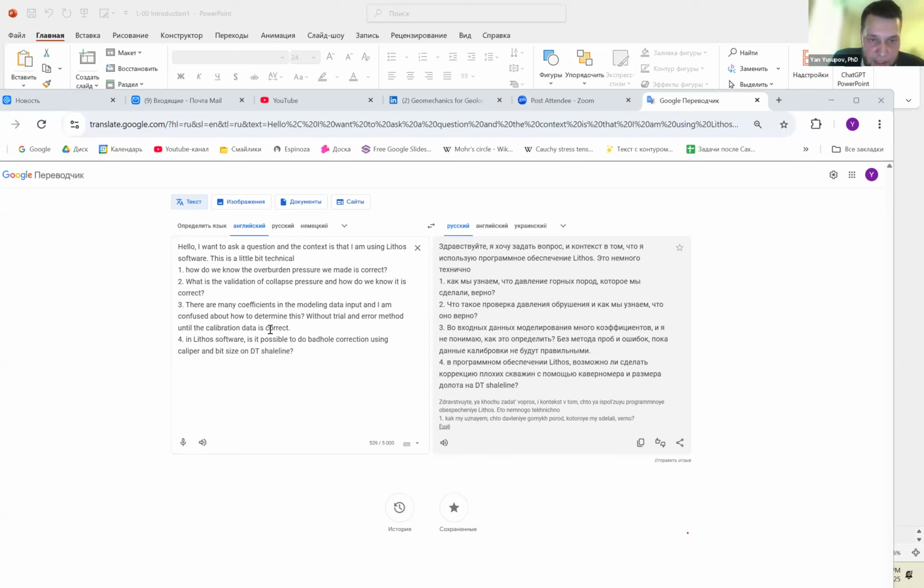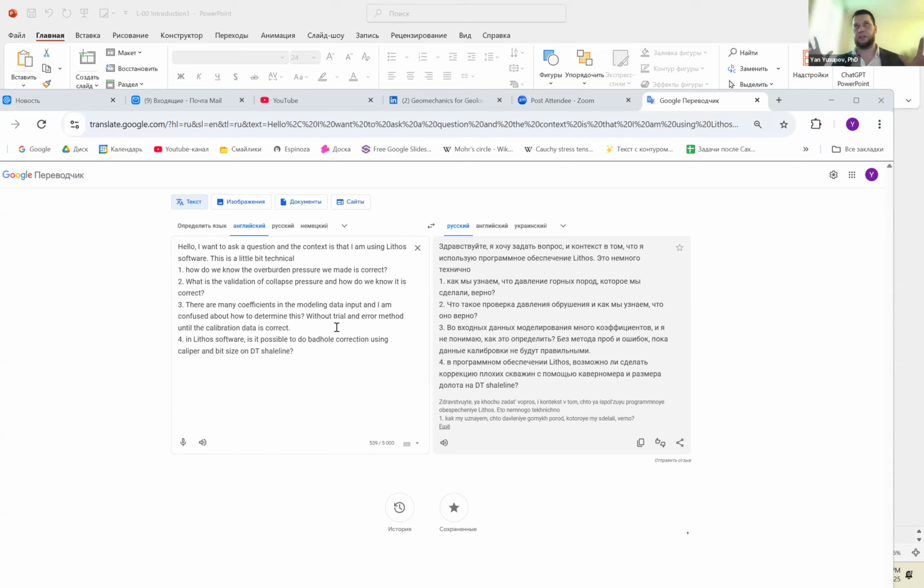First question: there are many coefficients in the modeling data input and I am confused about how to determine this. Tutorial: trial and error method until the calibration data is correct. Yes, it's really... usually how can we do it? Usually we are not modeling one well.